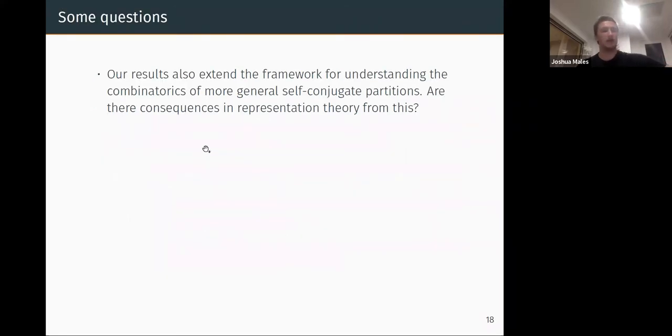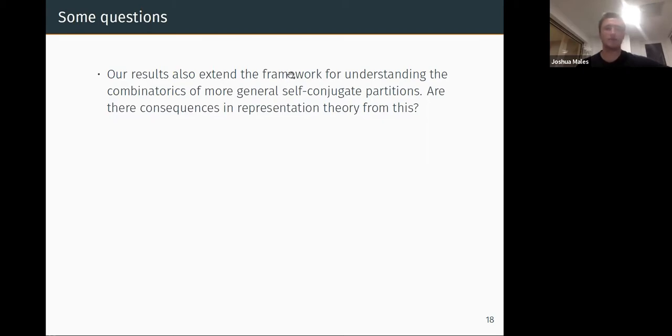Okay, so maybe I'll end briefly with just some open questions that I would like to understand more and maybe people here could tell me about. The results in this paper extend the framework for understanding the combinatorics of more general self-conjugate partitions. Our paper basically gives a complete description of self-conjugate 7-core partitions, and the same process can be done for any T. So I can always do the same process we do in this paper and come up with a complete description of self-conjugate partitions. So what are the consequences of this?